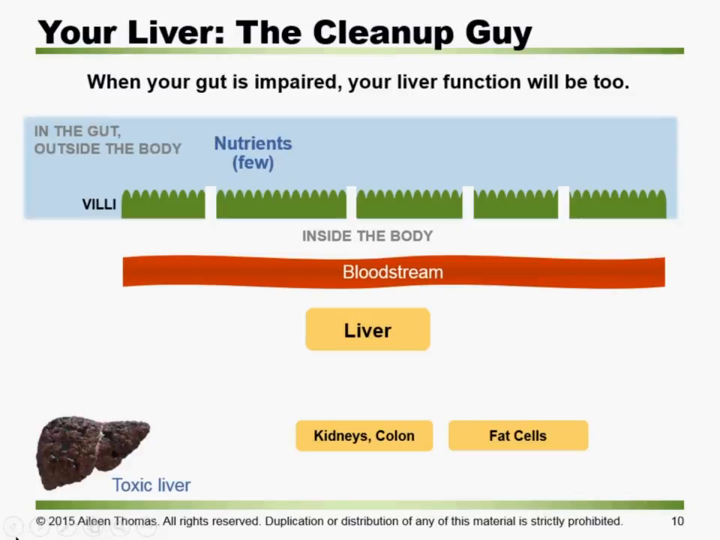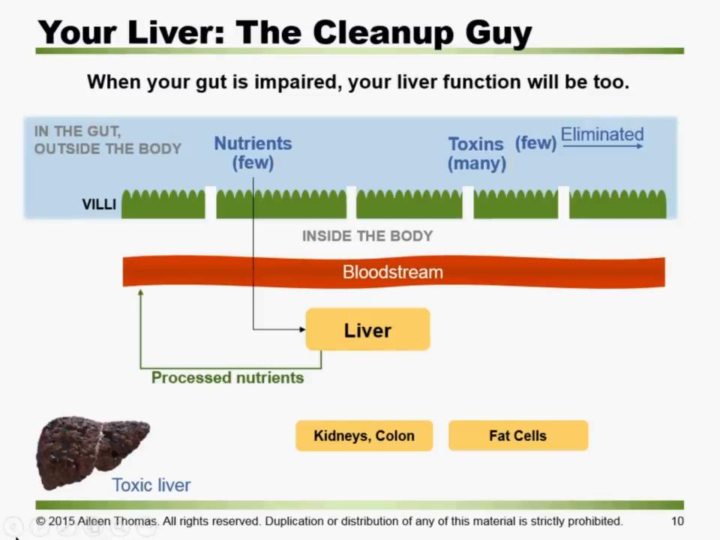So the few nutrients consumed will go to the liver for processing and distribution, just like before, but there just won't be a lot of them to nourish the body. While a few toxins may get eliminated in the gut, many of the toxins will slip through the holes in the villi and end up in the liver, where the liver now has to process them. Over time, the liver just can't keep up.